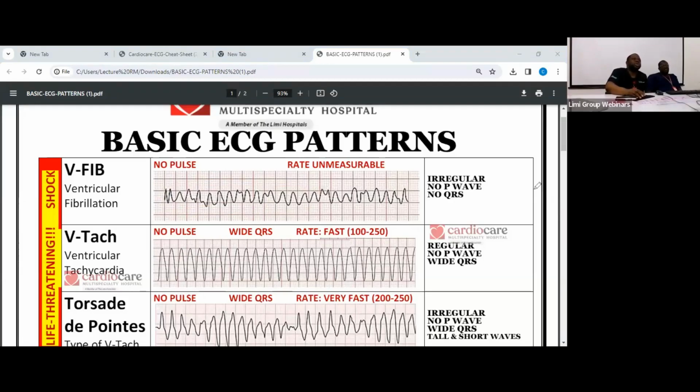So you must understand and have this one. The only way to know it is to keep on looking at it and looking at it and looking at it. We have given you two free materials, these basic ECG patterns, and we have also given you the ECG cheat sheet that you can use. After this, find 10, 20 ECGs and try and report them.